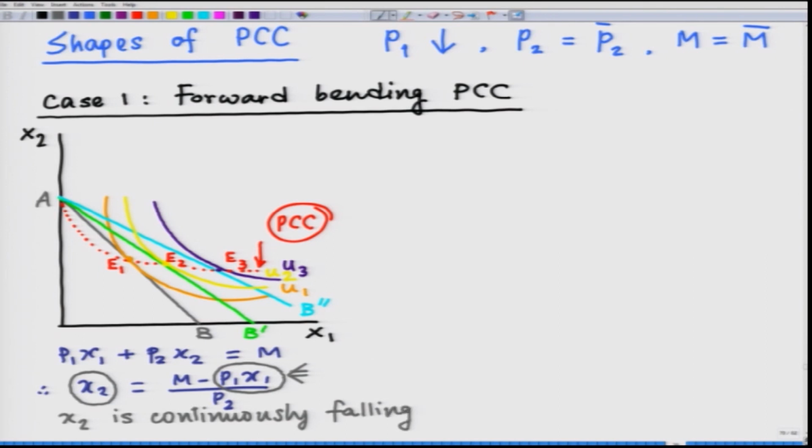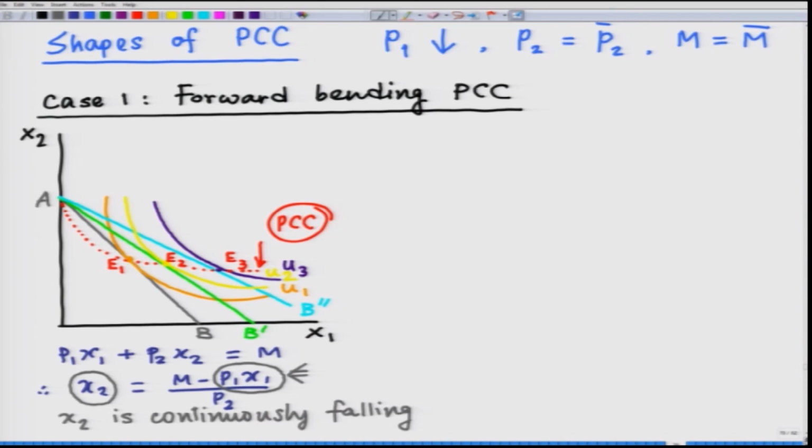Now, as x2 is continuously falling and x1 is continuously rising, when is that possible? If you look at the budget constraint equation, you can see this is only possible when P1 x1 is rising, right. So, with a fall in price 1, if P1 x1 is rising, that means we are dealing with an elastic demand function.